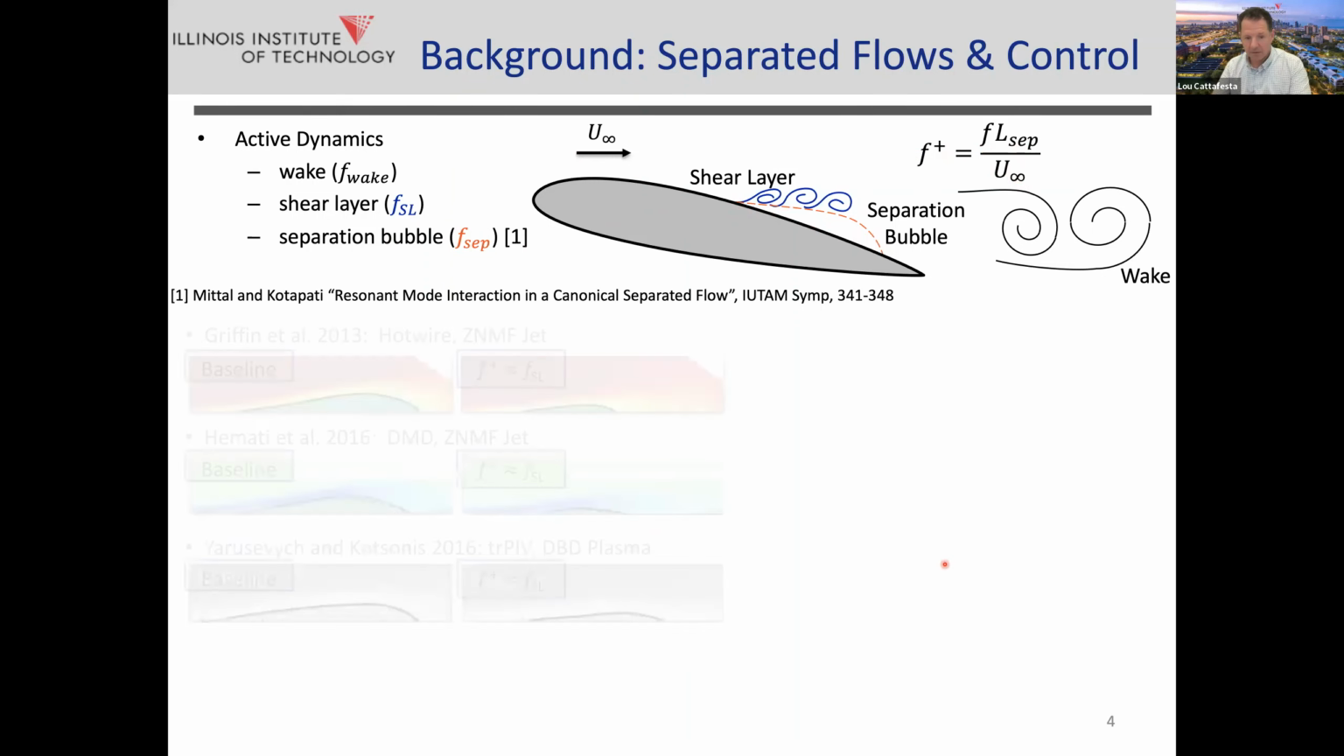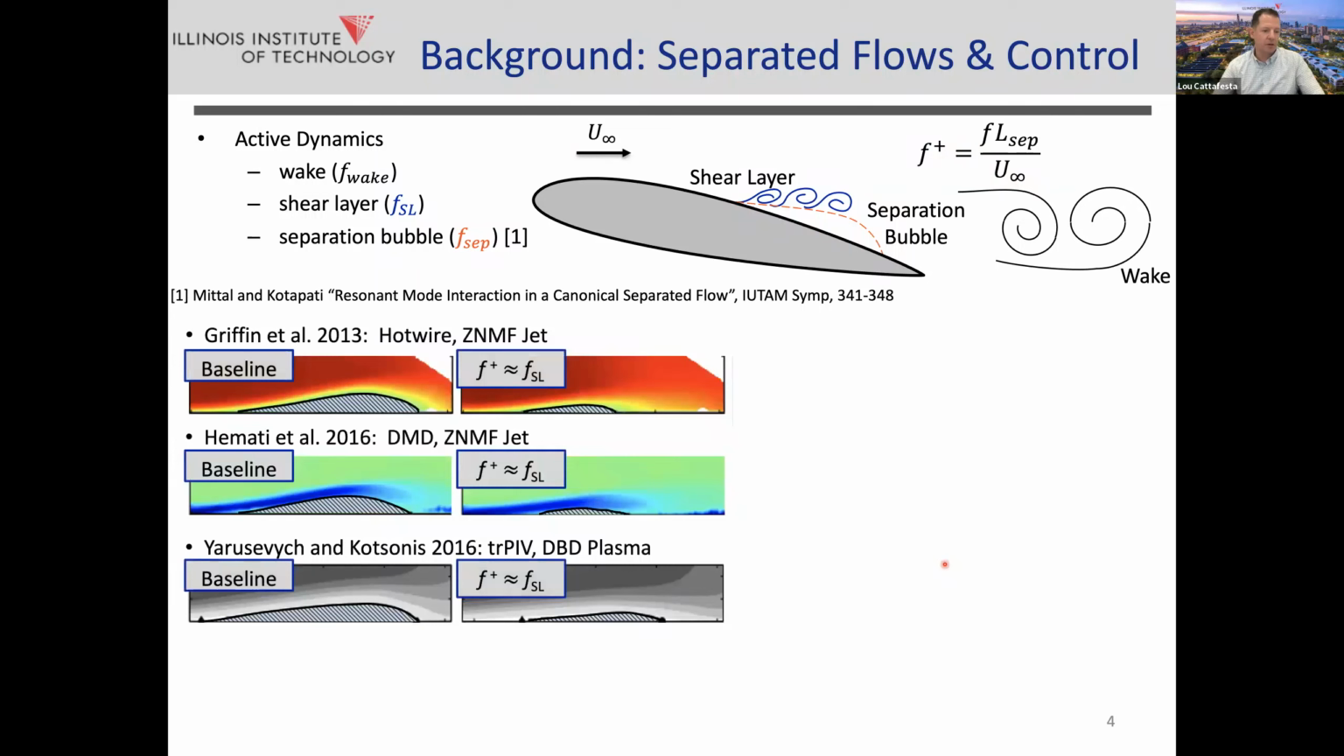See if I can get this to advance to the next page. So if you look at the literature of some prior work on this, it's been pretty well established by a number of researchers that forcing at an F+, this non-dimensional frequency corresponding to this characteristic frequency of the shear layer, that is of the roll-up of those vortices, appears to be the optimal in terms of the ability to control this, at least in an open loop sense.